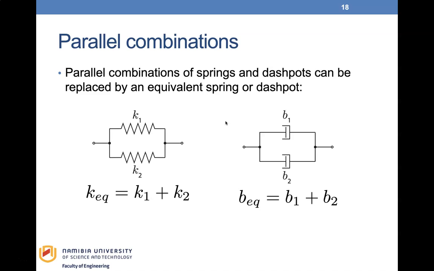Then if you have a parallel combination of springs and dashpots, this can be replaced with the equivalent of this. So the K equivalent for this arrangement is K1 plus K2, and the B equivalent of this parallel system is B1 plus B2. So I told you that I will be using B instead of that F subscript V, so that's what we have here.